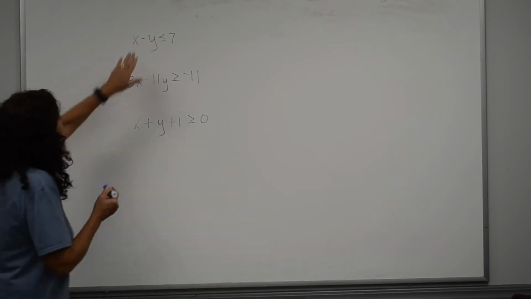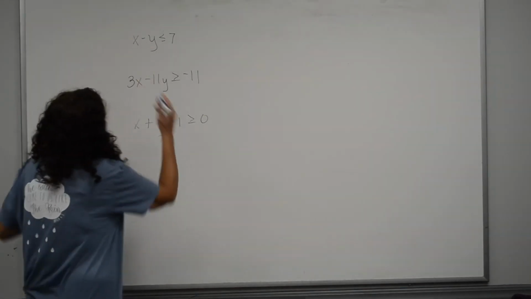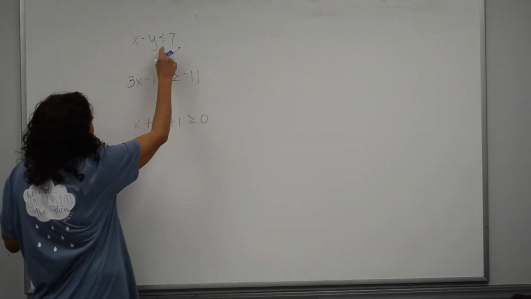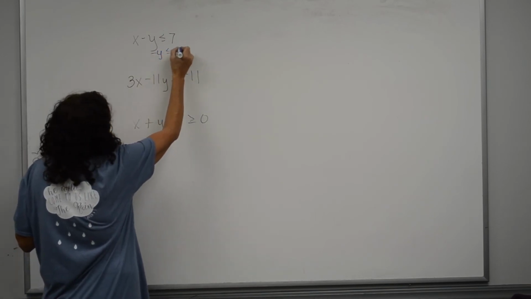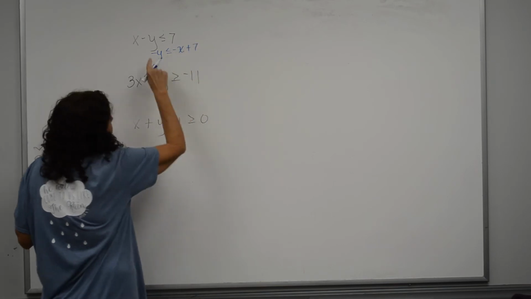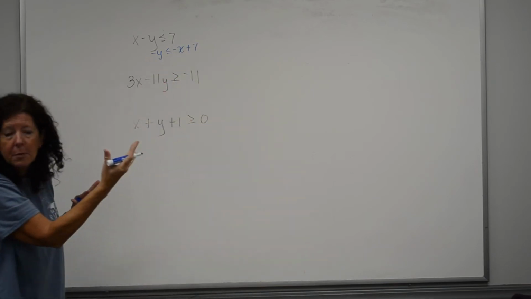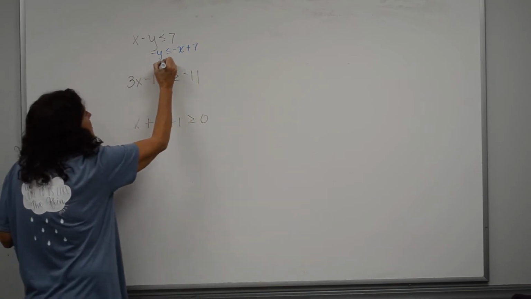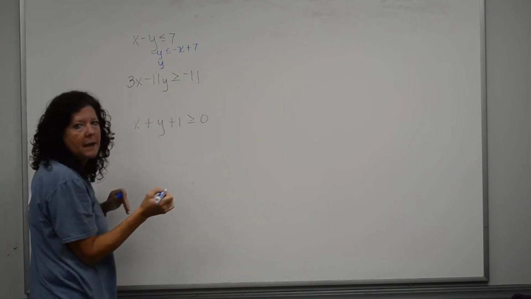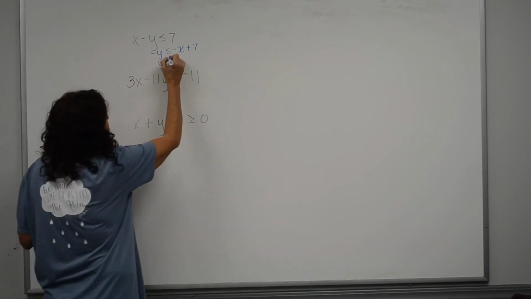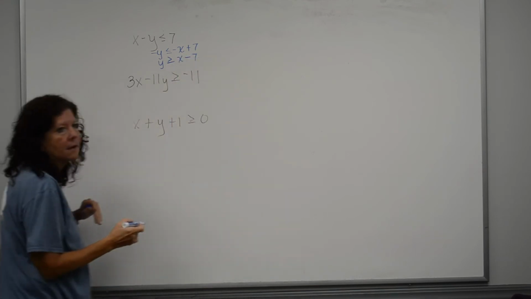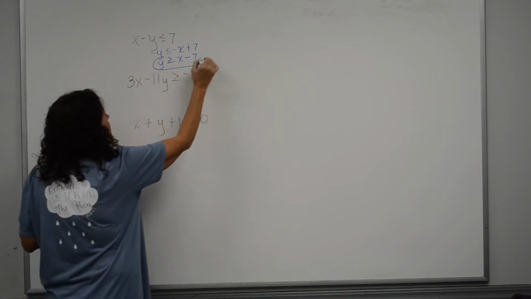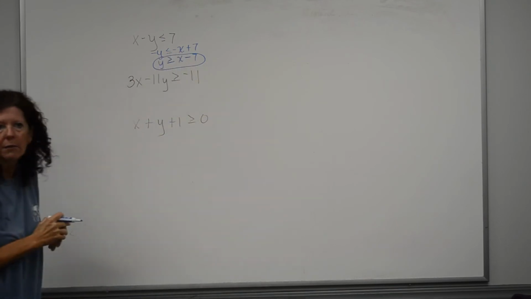Okay? So on this one, I'm going to take the x over, but when I take the x over, I still have a negative y. So remember, I have to divide through or multiply through by the negative. What do I do when I multiply or divide through by a negative? I've got to switch the inequality. So that becomes positive and that one becomes negative. Okay, so that is one equation I'm going to graph.